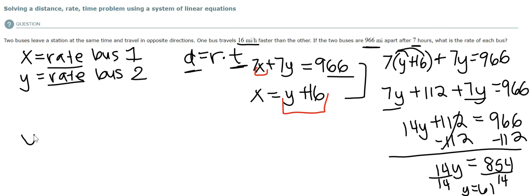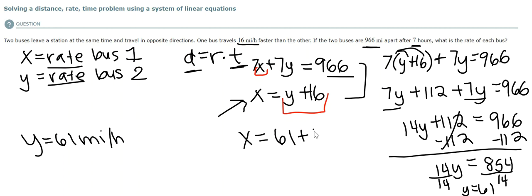So we know y is equal to 61 miles per hour. And then using the second equation, we can figure out what x is. So 61 plus 16 means that x is equal to 77.